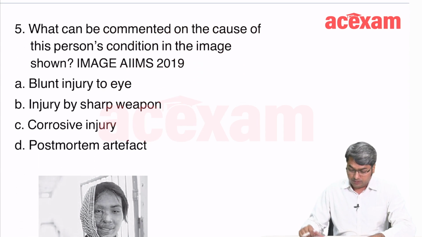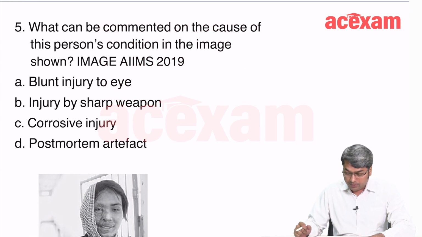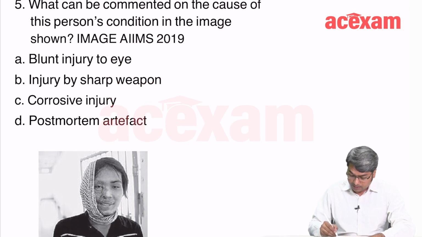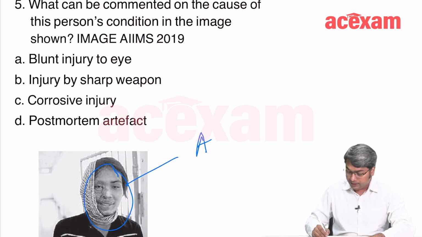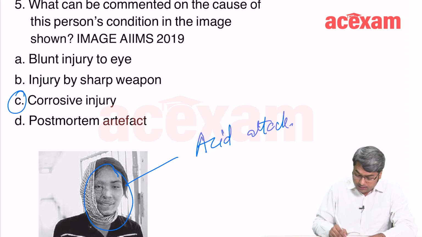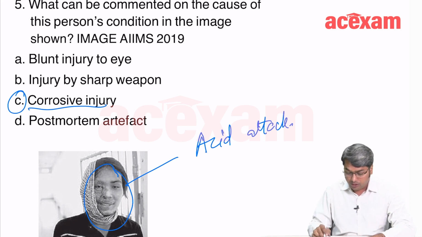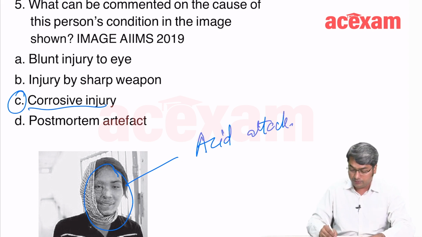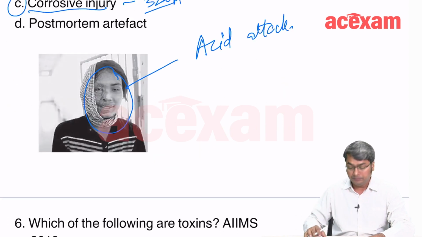Next, moving on to the next question. What can be commented on the cause of this person's condition in the image shown? In this image, you can see that this is a victim of acid attack or vitriolage, right? So, vitriolage or acid, that is a corrosive. So, this is a corrosive injury. There is no blunt injury or injury by sharp weapon. Okay, it is a corrosive injury, and this is punishable under section 326 IPC, 326A and B.